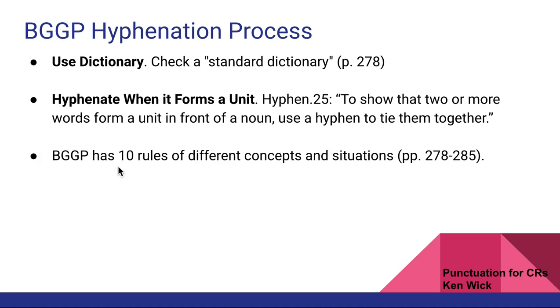And the BGGP, as I just stated, has 10 rules for different concepts and situations. I think two of them are what I call parts of speech based. I believe there are two, there could be more, but very different. So the BGGP's organization of how to hyphenate a compound adjective is much different than the Gregg Reference Manual or Morson's English Grammar.